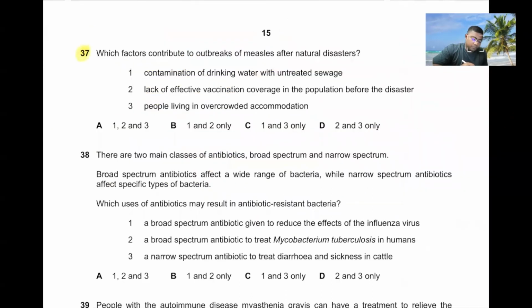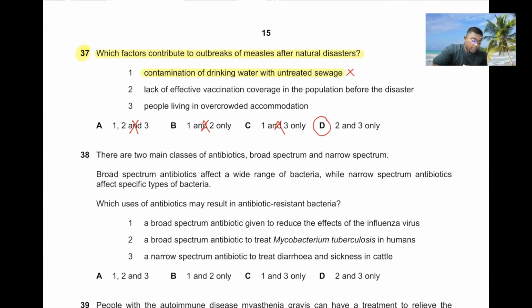Question number 37. Which factors contribute to the outbreaks of measles after natural disasters? Contamination of water with untreated sewage. Well, untreated sewage contamination does not cause measles. So when one is wrong, luckily options A, B, C all cancel out. So D is the correct answer.